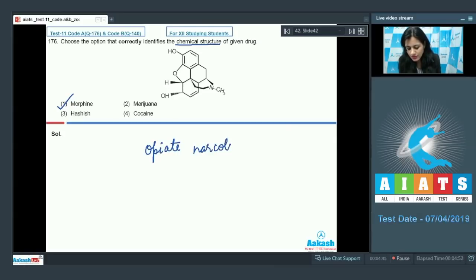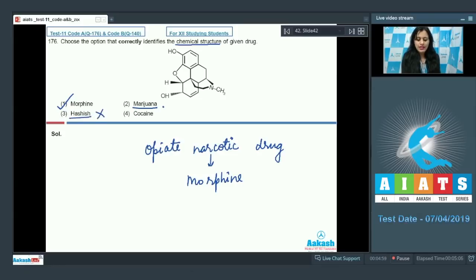opiate, narcotic drug, morphine. Whereas rest of the options, marijuana and hashish are the incorrect options because these are hallucinogen, and the last option is cocaine, and this is an incorrect option because cocaine is a stimulant. Whereas given structure represents opiate narcotic drug called morphine. So the correct answer to this question is option number 1.